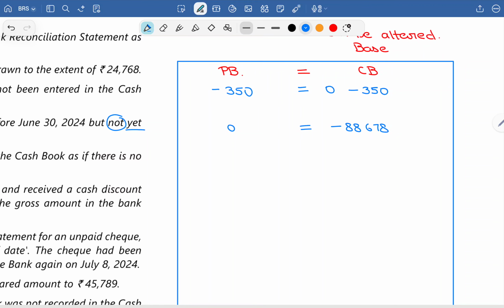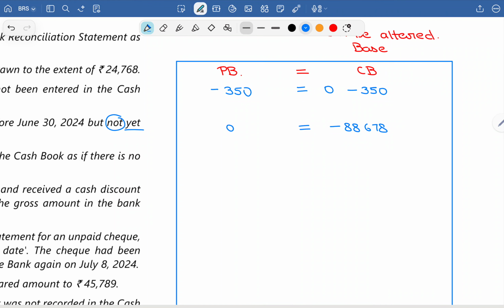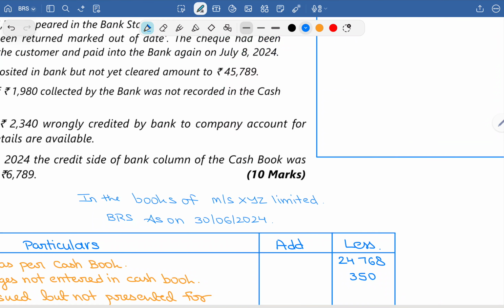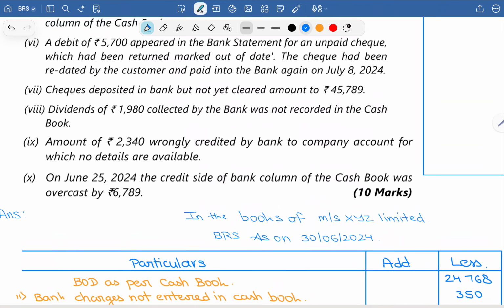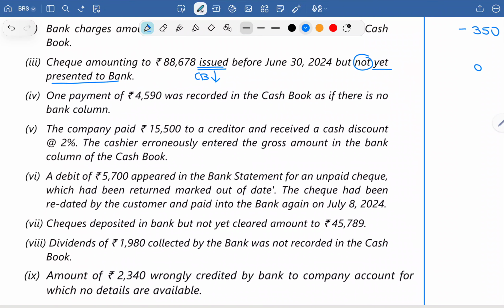88,678. To make cash book equal to passbook, what I have to do now? I cannot alter the passbook. I can only alter the base amount, that is cash book. So I will say add 88,678. So plus and minus, the net impact will be 0. So add column 88,678. Done.